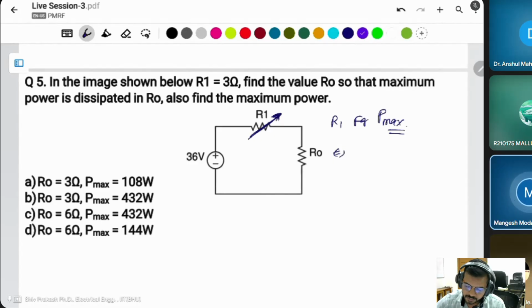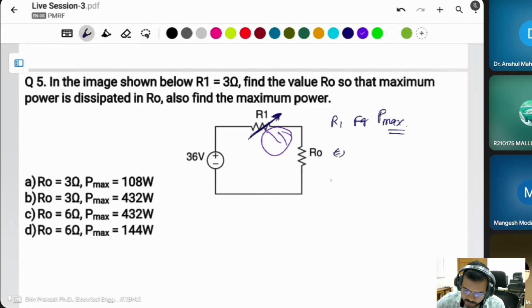R1 should be same as R0, but it will be a little bit critical. You can't say directly R1 is the same as R0.